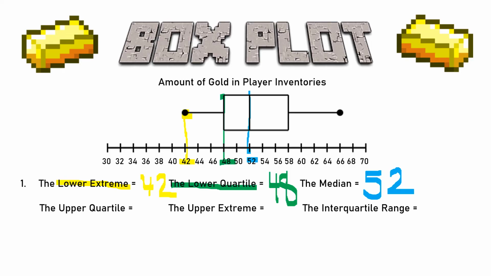The upper quartile is the right side of your box, which is 58, and that represents the median of our upper half of data. So that's 58. The upper extreme is simply the highest number on our box plot. In this case, it's 66.